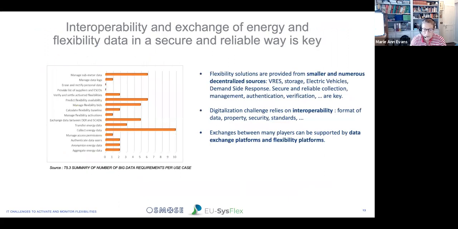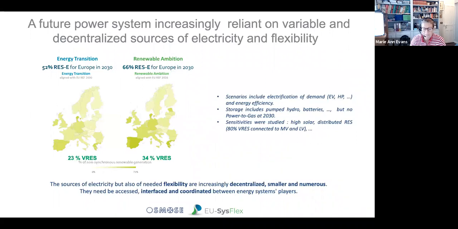So, coming back to the key message, the sources of electricity, but also of needed flexibility, are increasingly decentralized. They're also much smaller compared with conventional flexibility provided by power plants, and they're numerous as well. So they need to be accessed, they need to be interfaced, and they need to be coordinated between the different energy system players, including the new players.